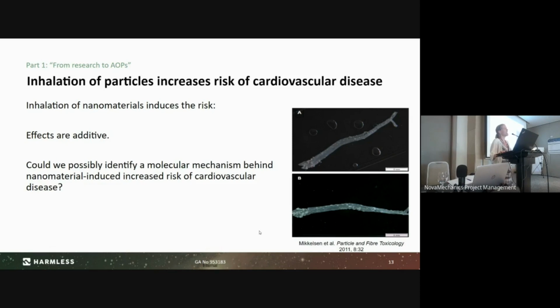The thing is that all these things are additive. So if you're living in a polluted area and you're also working with things in your working environment, these things add up. So what we were screening was, could we possibly identify a molecular mechanism behind how nanomaterials induce the risk of cardiovascular disease?